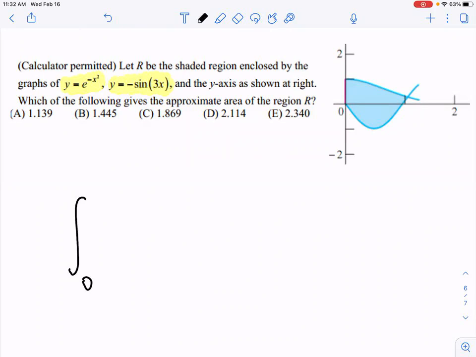I know what I did wrong. I didn't have the right. Yeah, I got 1.139. Okay, and our top, which one's the top function? The one on the left is negative e squared.